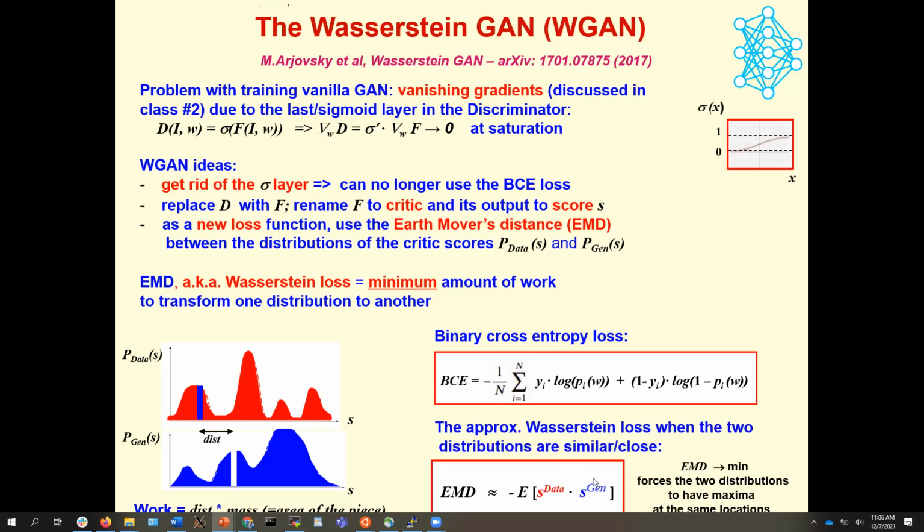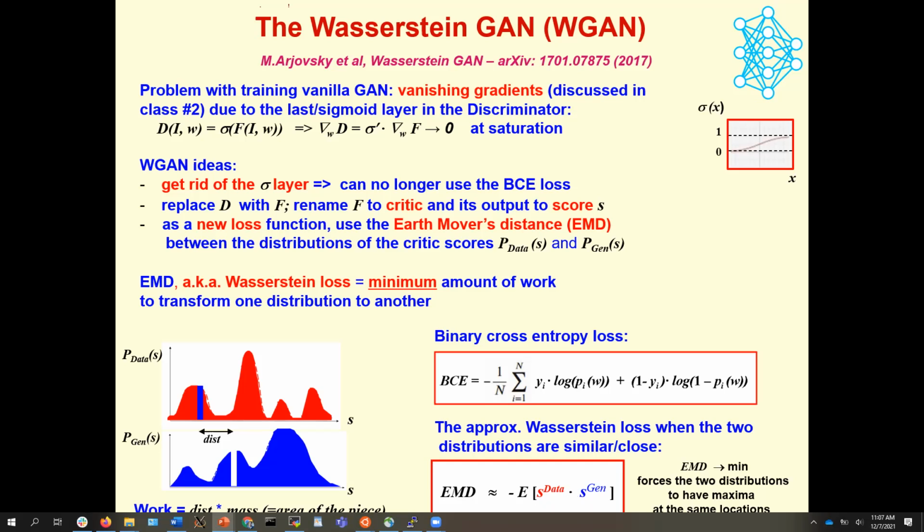And that formula is shown here. For Wasserstein loss, the formula would be minus expectation of the product of the two distributions. According to that formula, we need to minimize Earth mover distance, which means, because of the minus sign, we need to maximize the expected value of this expression in the square brackets. Let's see when this expression will be maximized.